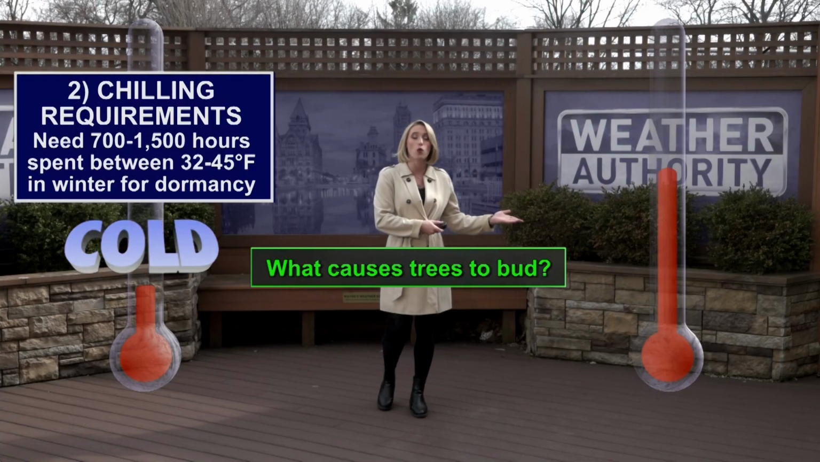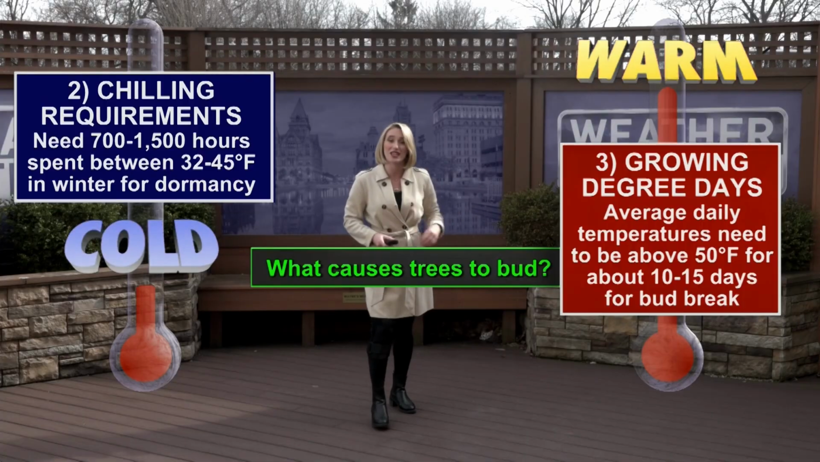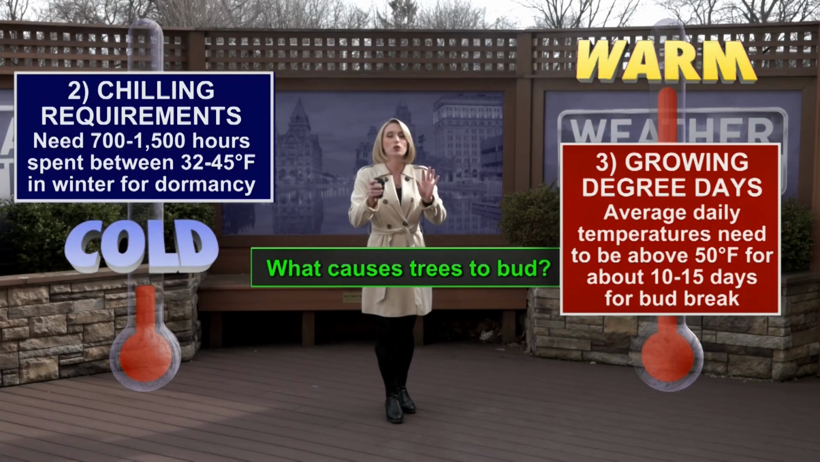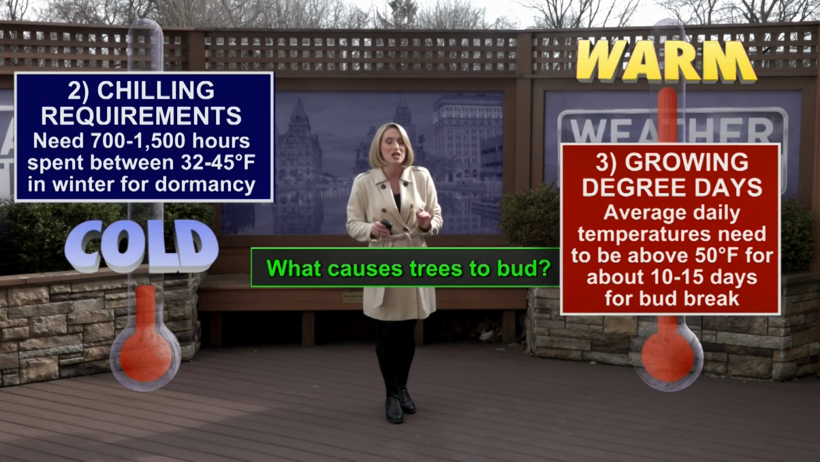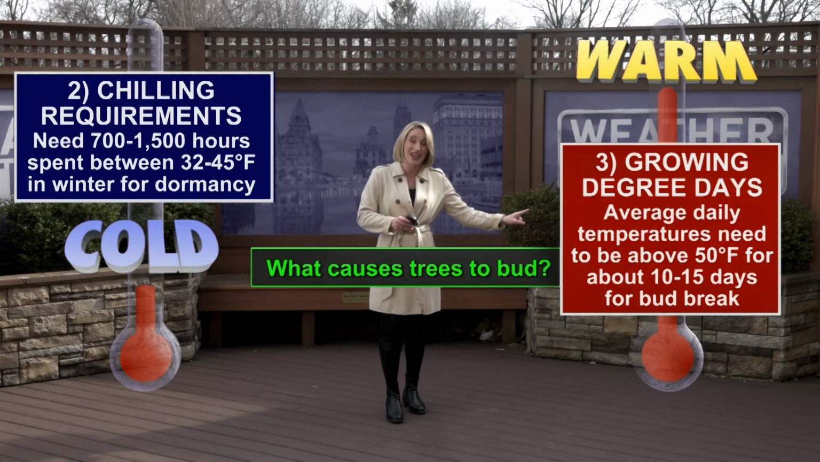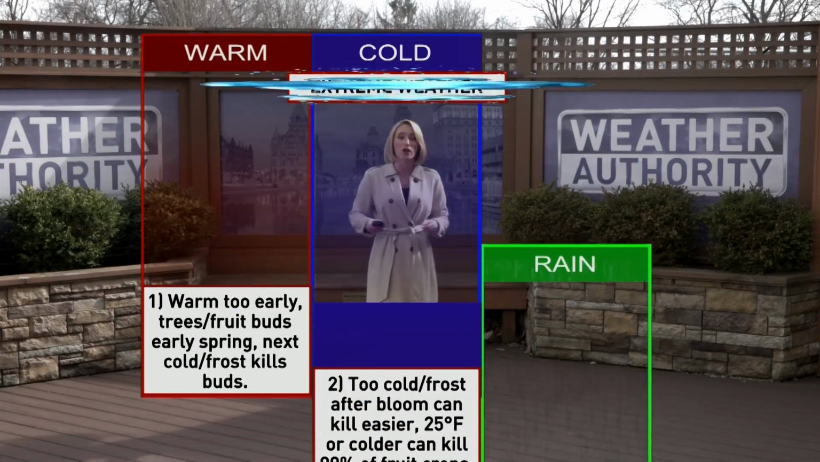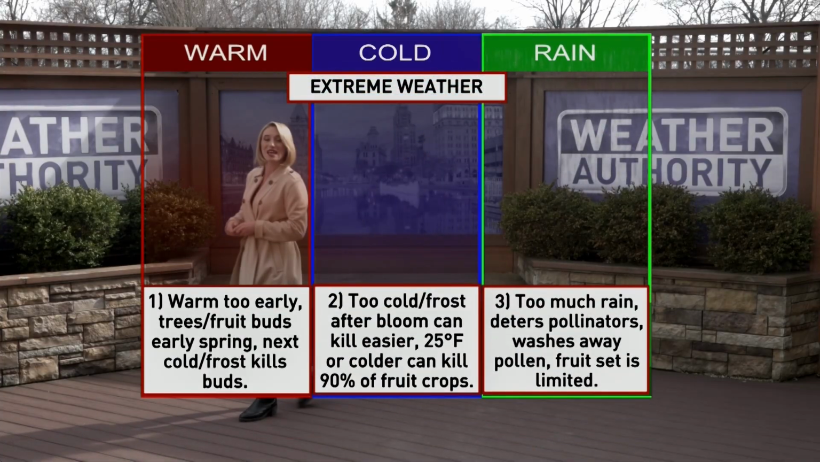Then in the spring, when it starts to warm up, we need a certain amount of warmth. Number 3 is growing degree days. So we need our average daily temperatures to be above 50 degrees. So that's the average of the high and the low for about 10 to 15 days in a row to see that bud break. And we did see that so far this month, so we are seeing blooms late this March.